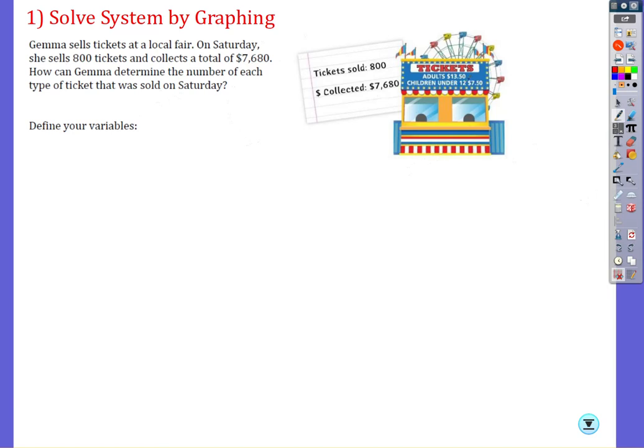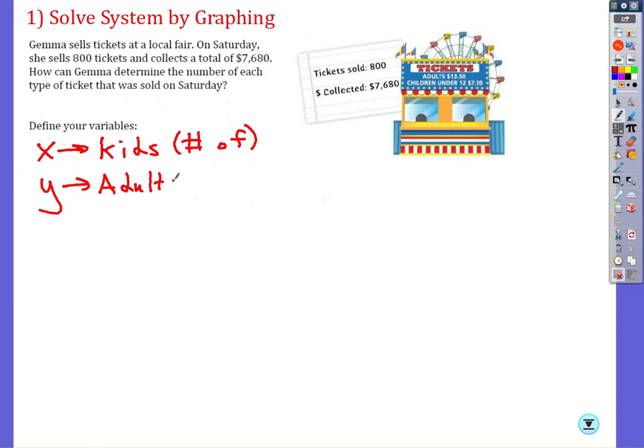So what we're going to do is define our variables to start. Always a good practice so you can refer back to and see what you even solved. So we'll say X is the number of kids, and then Y, let's define that as the number of adults that attended.